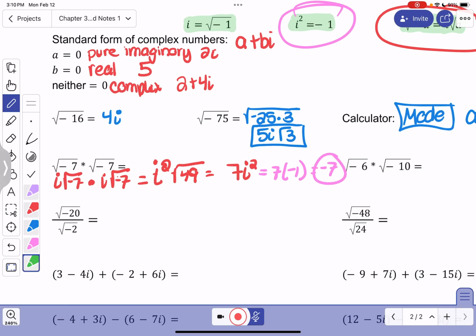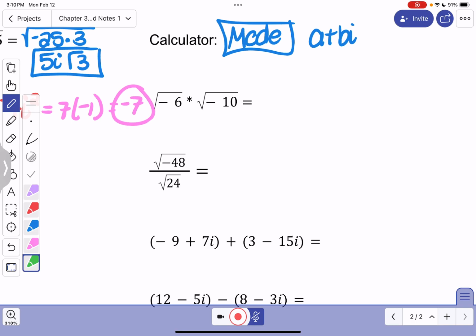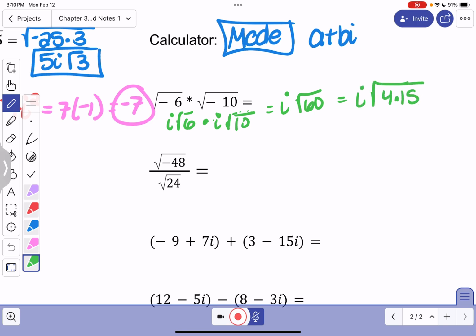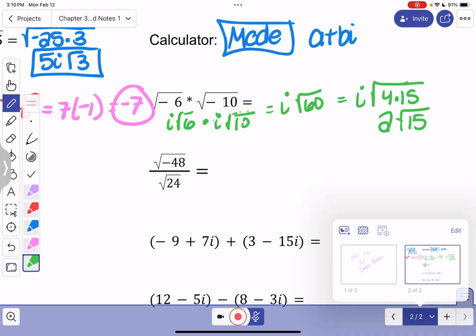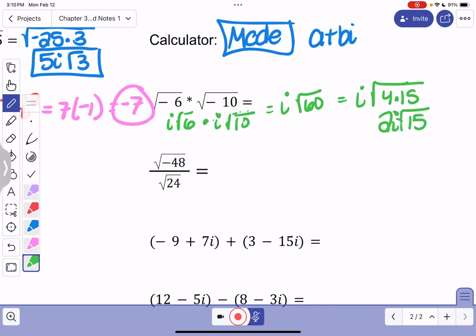Let's try this one. So square root of negative 6 is i root 6. Square root of negative 10 is i root 10. Multiply those together, we get i squared times root 60. 60 is the same as 4 times 15. The square root of 4 is 2. Leave the 15 inside, and then 2 times i is 2i.